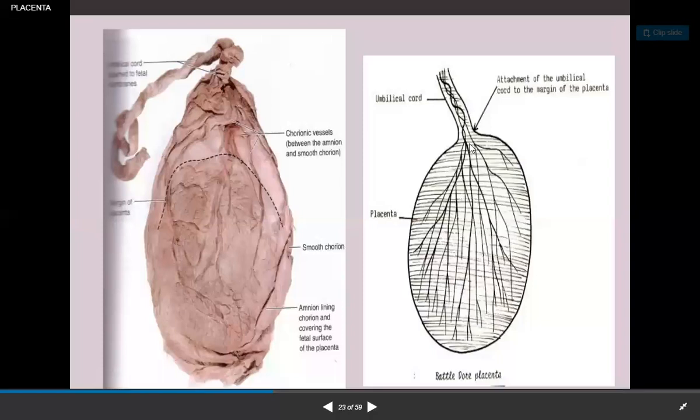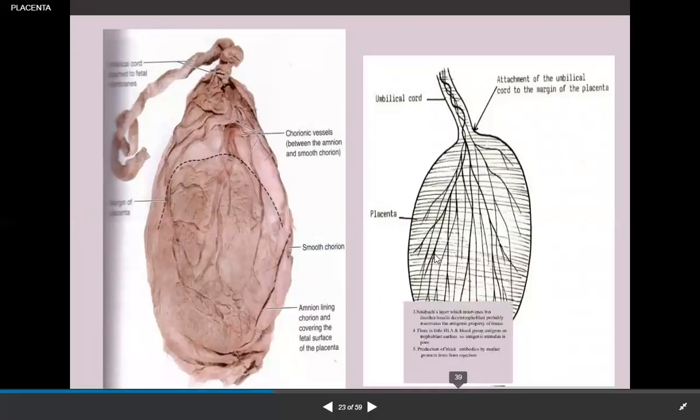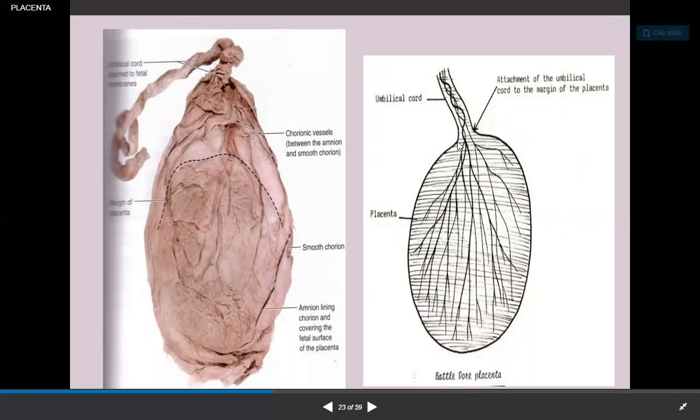In this diagram, this is battledore placenta. Why is it like a door? How is it opening? This is the umbilical cord, which is attached at the margin of the placenta. So this is the placenta, and this is how it actually looks. These are chorionic vessels between the amnion and the smooth chorion. This is the smooth chorion, and this amnion lines the chorion and covers the fetal surface of the placenta. This is the margin of the placenta, and this one is the umbilical cord.